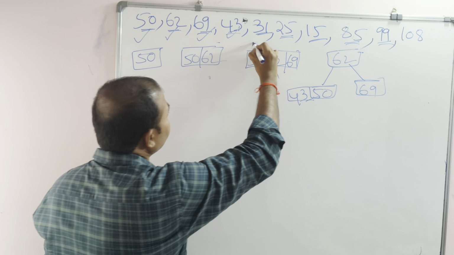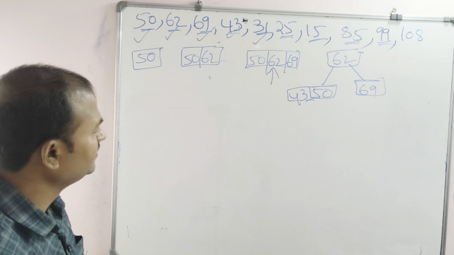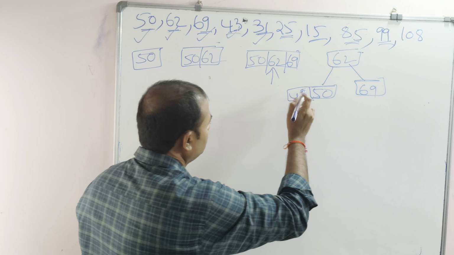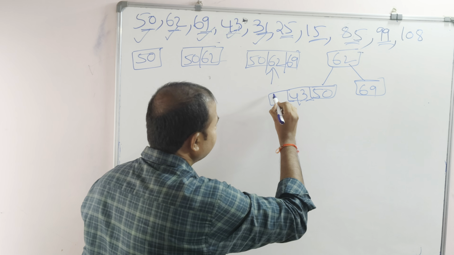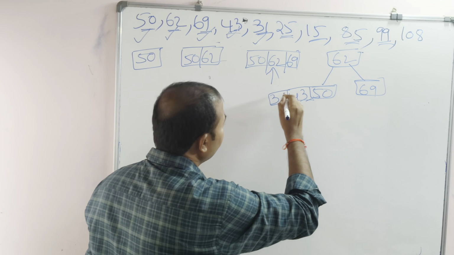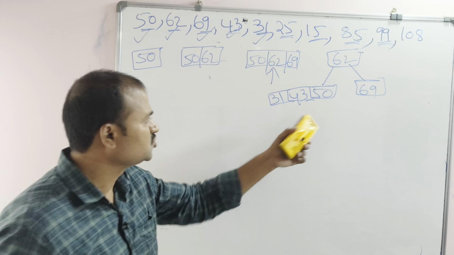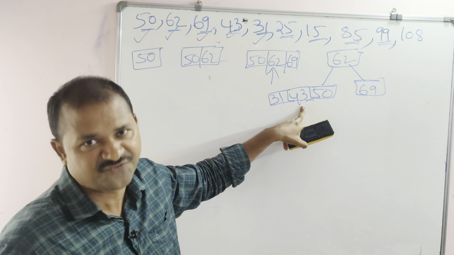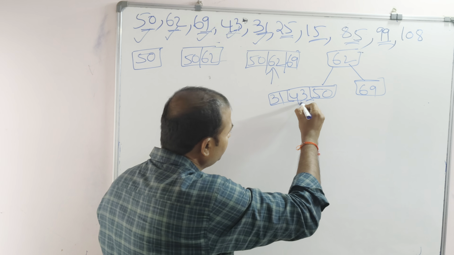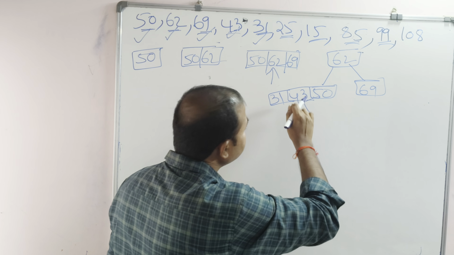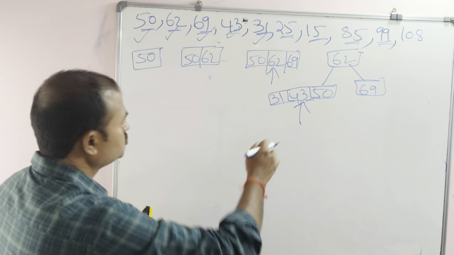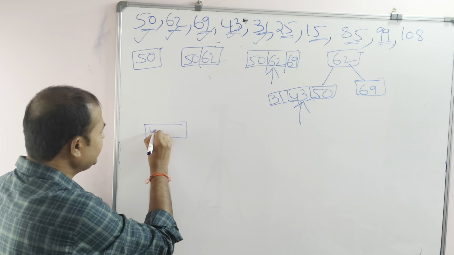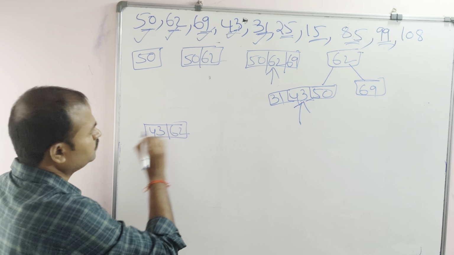So next one is 31. 31 is less than 62, so arrange it in the left leaf node, among this left leaf node's children only. So 31, 43, 50. So we can say that this leaf node is full. So what we have to do? We have to push this middle element up. So now the parent node is 43 and 62.